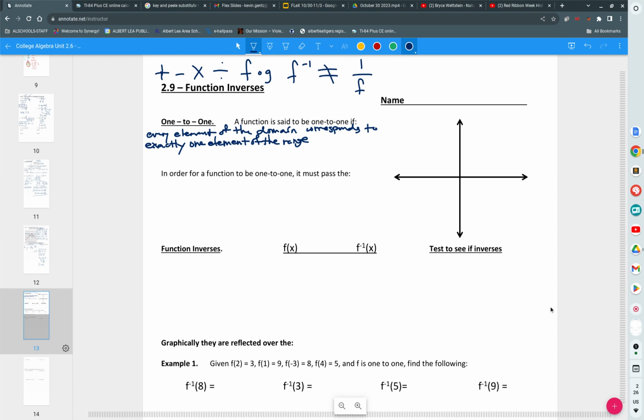It's because there's more. And every element of the range corresponds to exactly, anybody? One element of the domain.